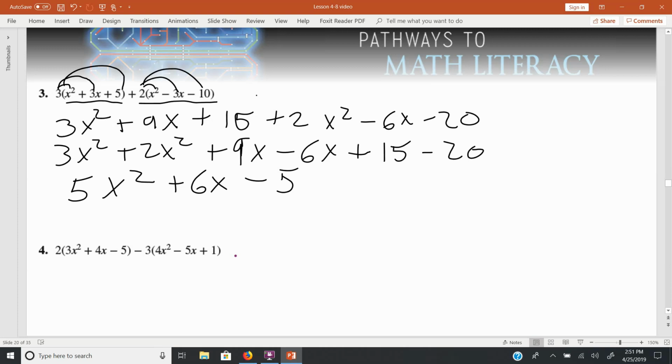Try number 4. Number 4, basically same thing as number 3, except now we're subtracting, so we're going to have to use the same ideas we used in question 2. Take a look at that. When you are ready, start the next video. I'm going to have to shut this video down so that I can keep it in the right size. So start the next video when you're ready to do number 4.